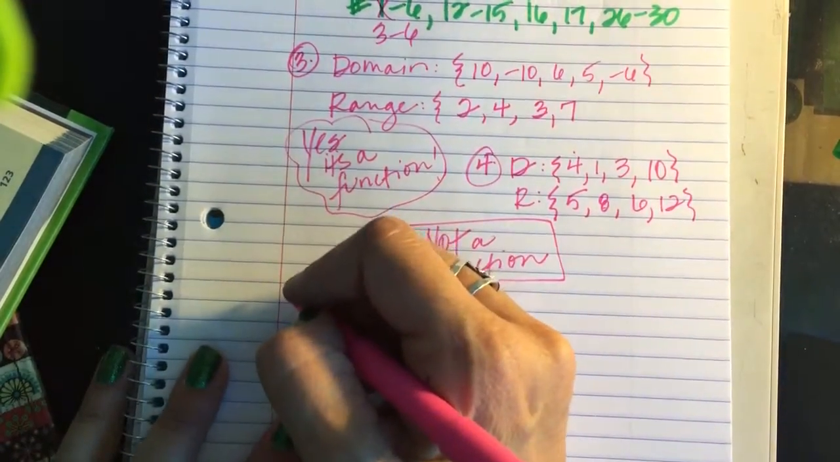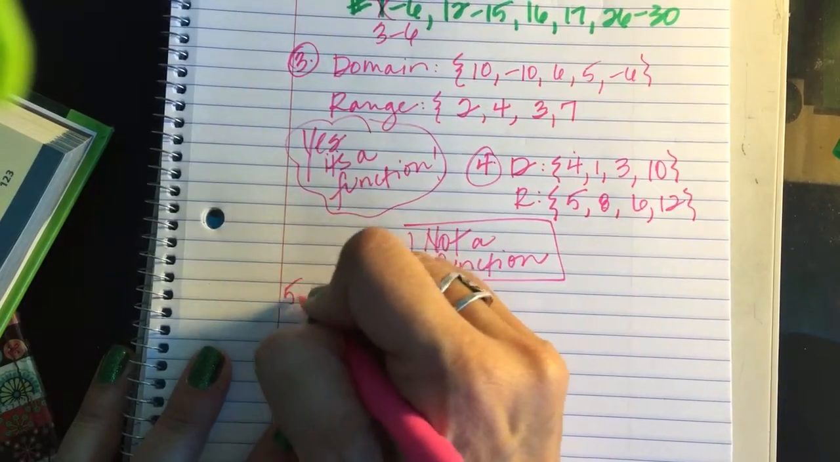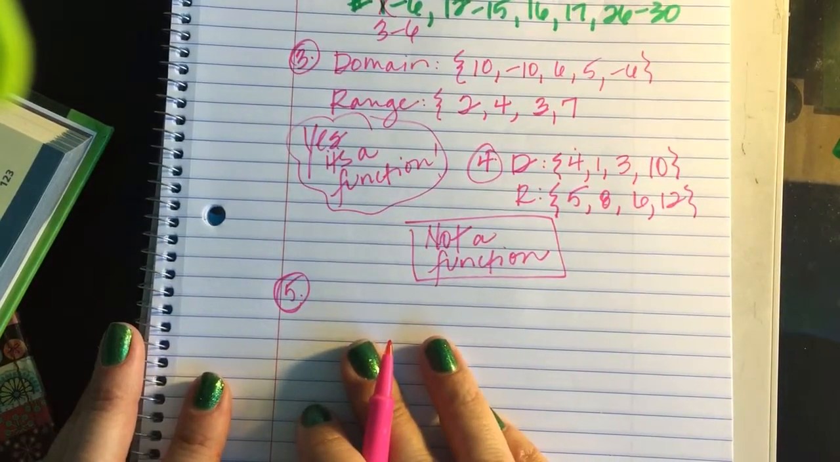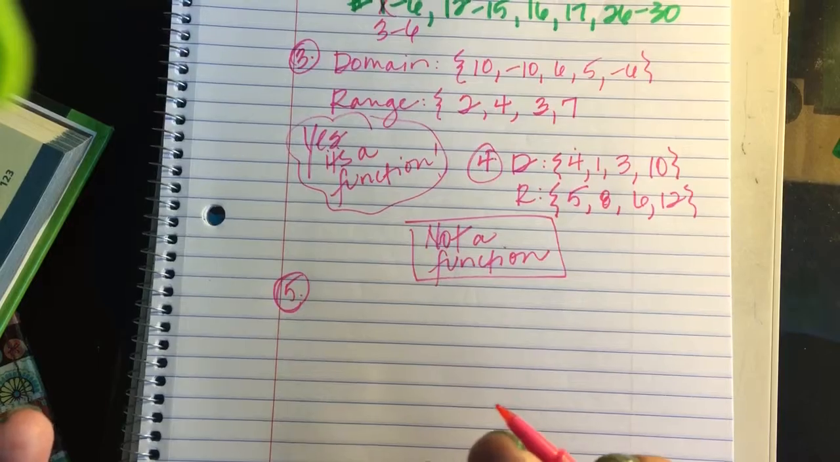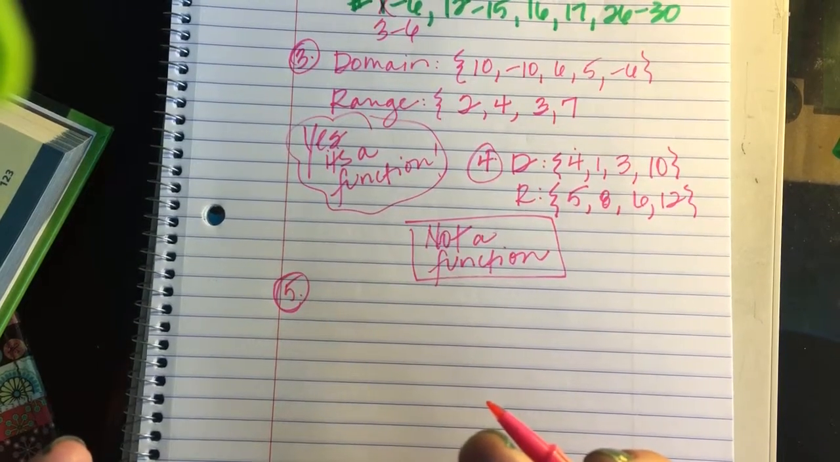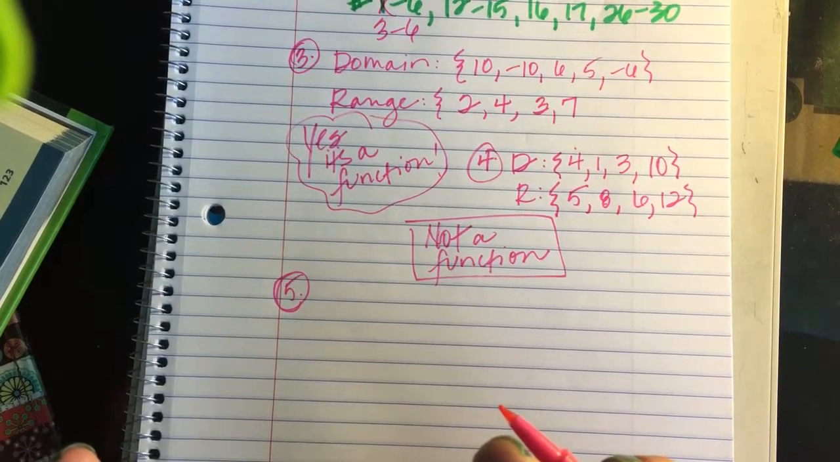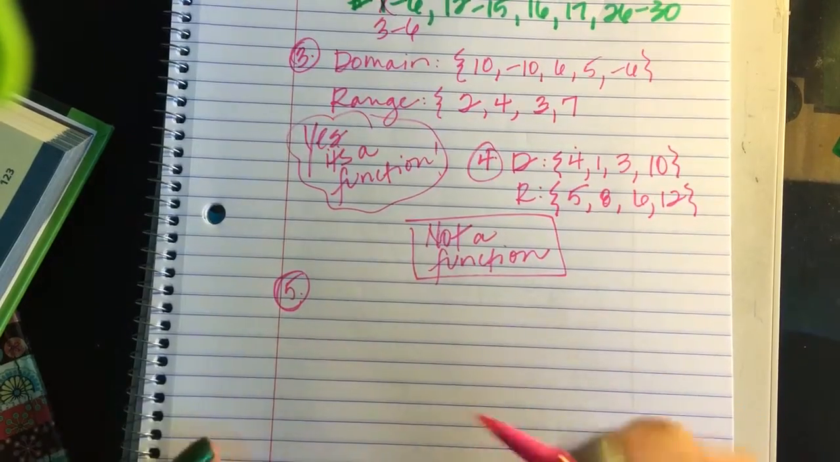Number 5. Number 5 is a graph with a whole bunch of ordered pairs. The first thing that I'm going to do is see if this graph passes the vertical line test. And as I'm talking, I'm just glancing over and I see that this graph will not pass the vertical line test, because when x is -1.5, I start looking across the graph.